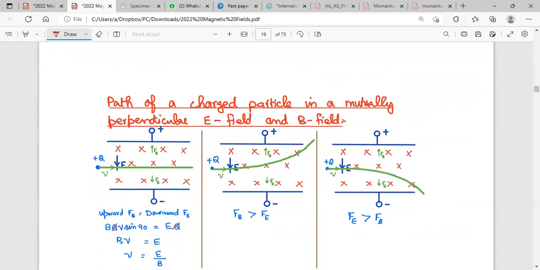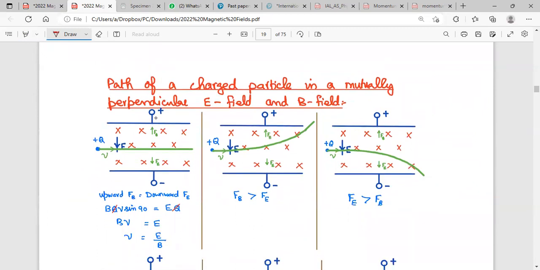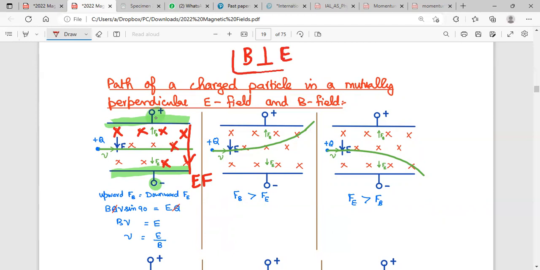Okay, now path of the charged particle in mutually perpendicular electric field and magnetic field. That is quite simple again. You can look here. This is the positive plate, and this is the negative plate. So this is the electric field, and you can see that the electric field is pointing in downward direction. The series of crosses represents the uniform magnetic field, which is pointing into the plane of paper. So both the magnetic field and the electric field are perpendicular to each other.